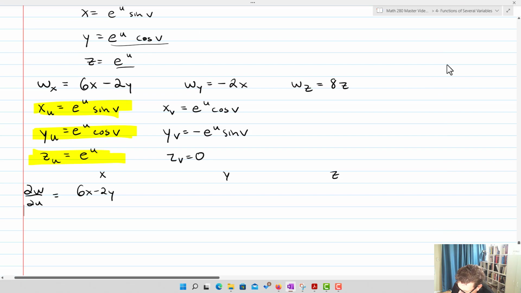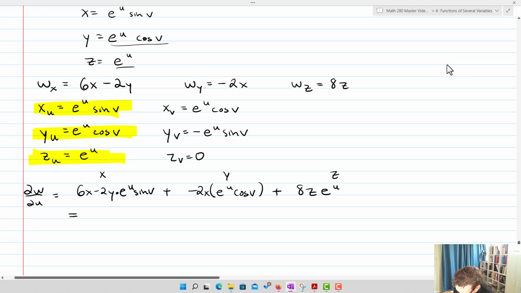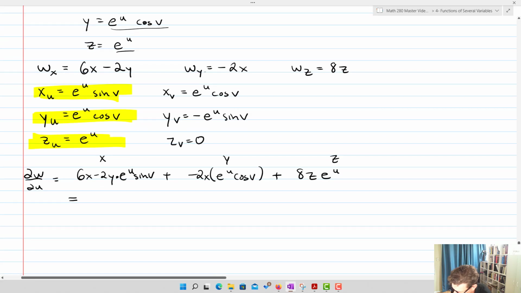But we'll start out with, those are our u's, so this is going to be times e to the u sine v plus, next up is our y, negative 2x times yu, which is e to the u cosine v, plus, and our wz is going to be 8z and then e to the u. Let's plug in the values for x and y here because we can do that. That way, we can actually just simplify this as we go along.